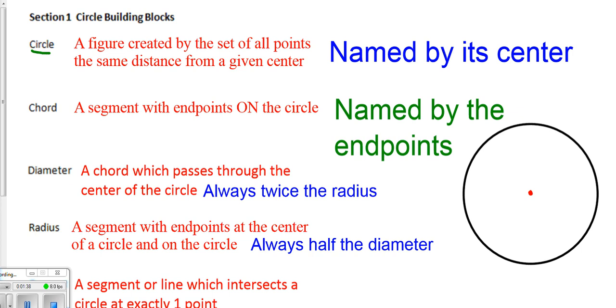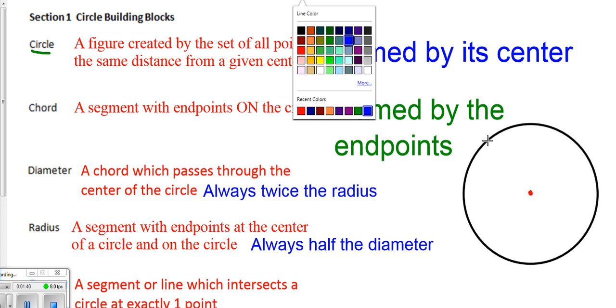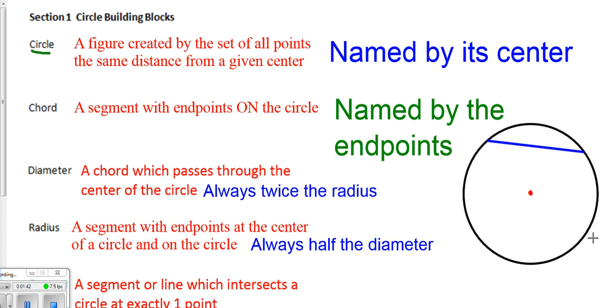A chord, I'm going to use a blue line here. Chord would be something like this. It's a segment with endpoints that are on the circle. So right here and here are my endpoints of this line, this segment. They're on the circle, so that would be called a chord.